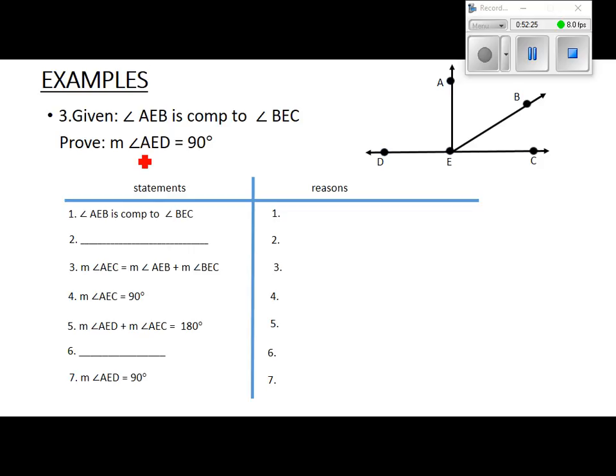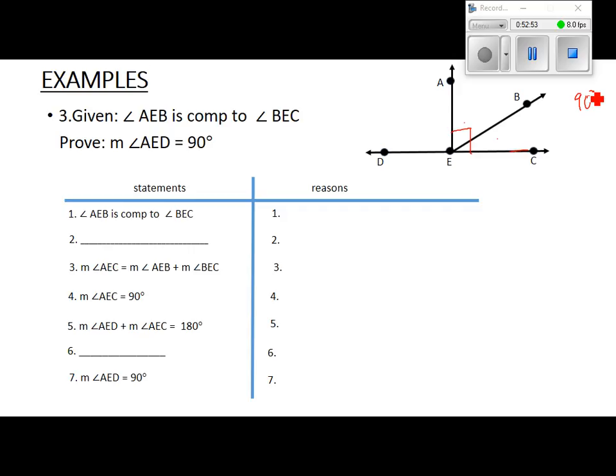The given information this time says angle AEB is complementary to angle BEC. So AEB, that's this angle, is complementary to angle BEC. What's that tell us about those two angles? Together they add up to 90. So what do I know about angle AEC here then? 90 degrees. So I could put that in there. And this is just thinking things through, using your head.